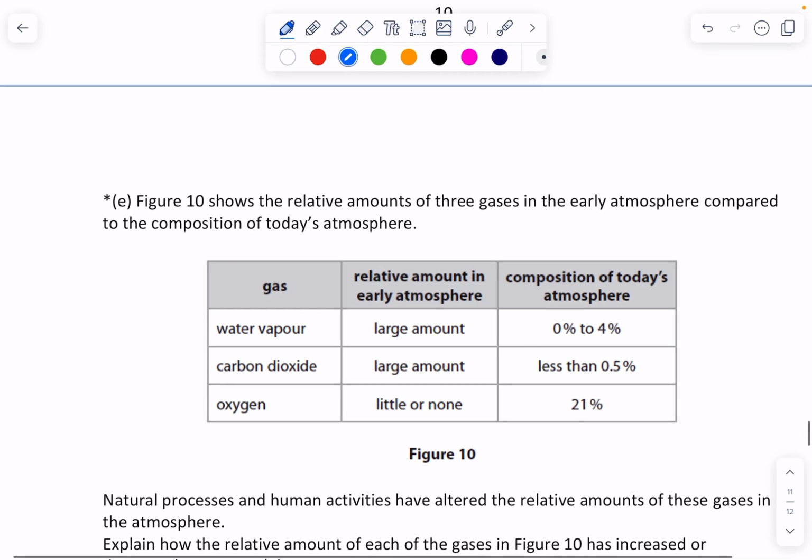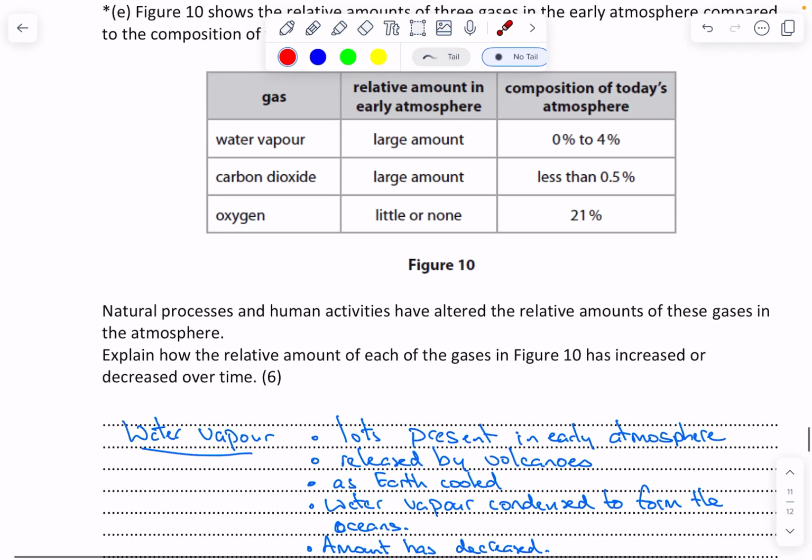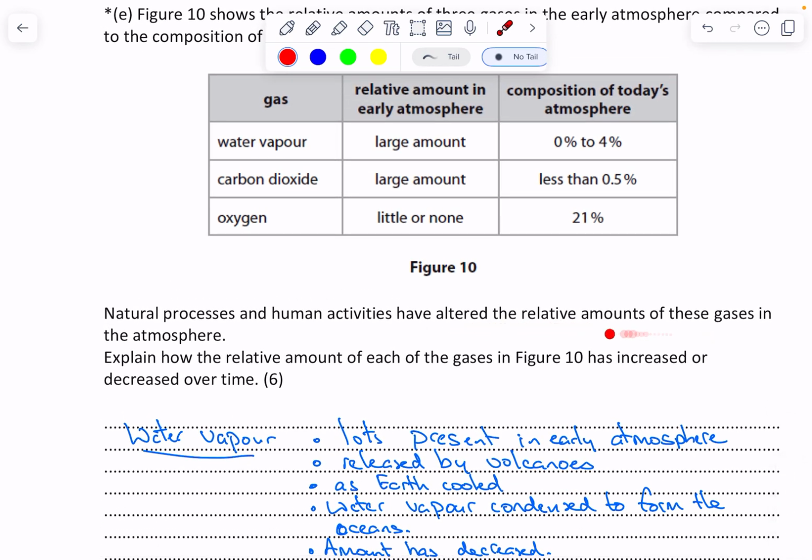And then this question here is a 6 marker. So we've got some information around 3 gases in the atmosphere. Here's our 3 gases, and we've got the relative amount in the atmosphere and then the composition in today's. And you can see that water vapor has gone from lots of it to not very much. Carbon dioxide has gone from lots of it, but it has decreased, but it's a level we're still concerned about. And oxygen didn't have any, and it's increased to 21%. So it says natural processes and human activities have altered the relative amounts. Explain how the relative amounts of each gas have been changed.